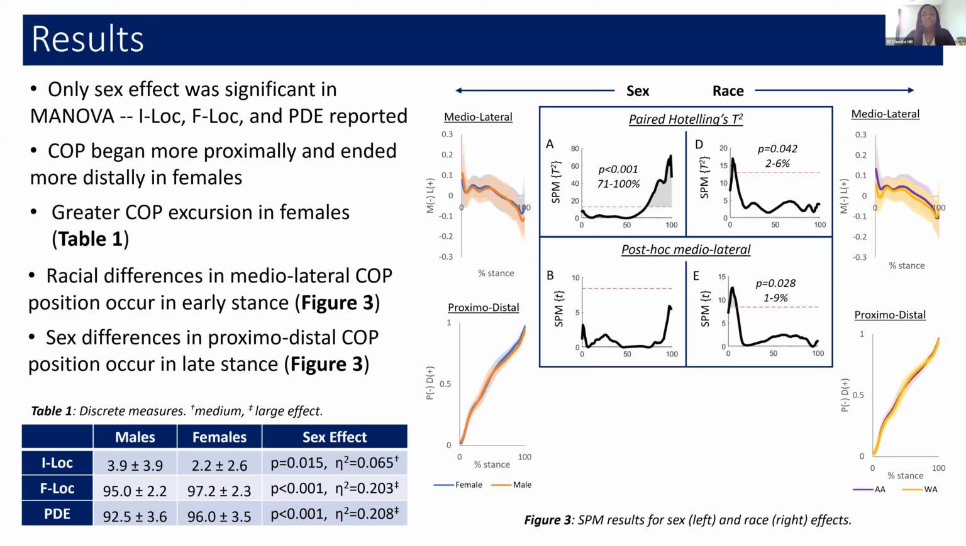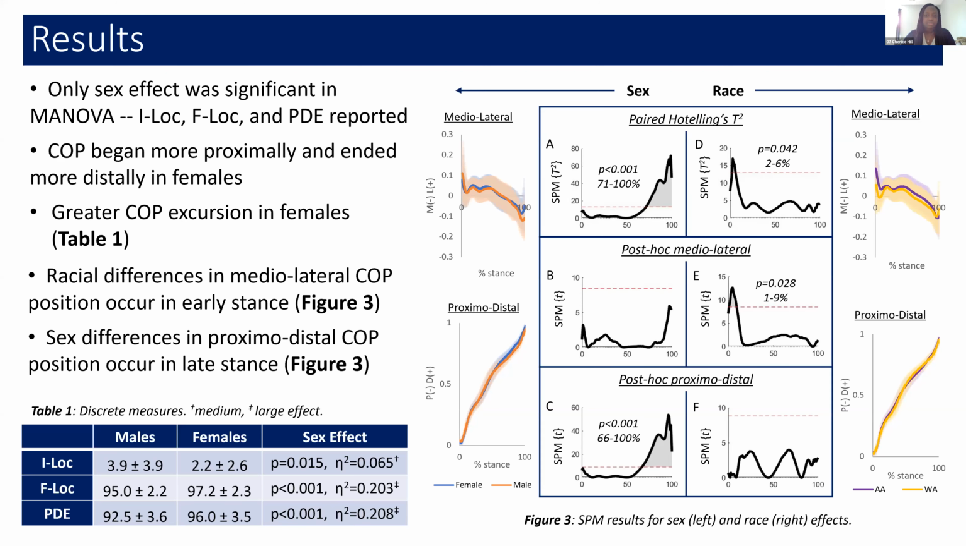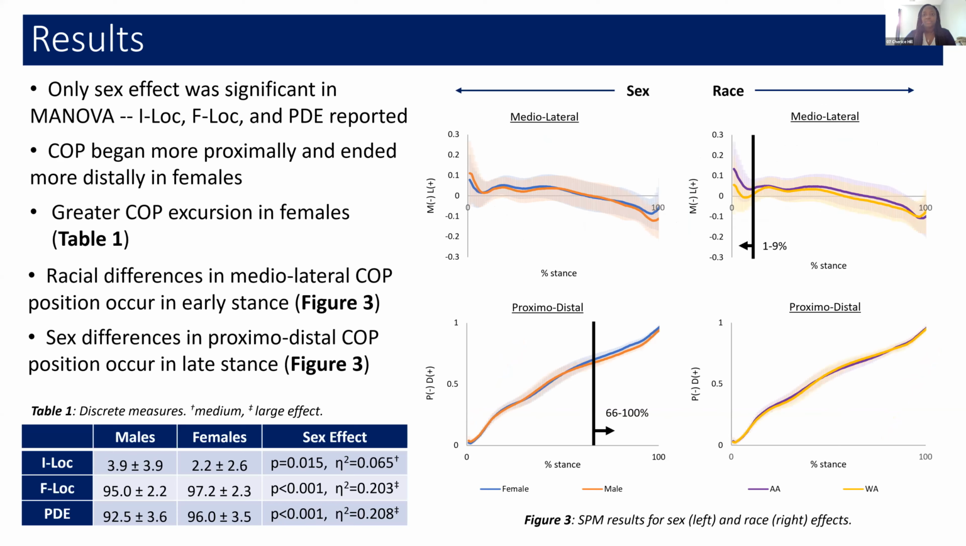Looking specifically at each of the components, focusing on the medial-lateral component, we didn't find any sex differences, but we did find racial differences in medial-lateral COP trajectory during early stance. And then it was the reverse when we looked at the proximal distal data with sex differences throughout late stance and no racial differences. And this is just another visualization of that same data, just so that you can see the actual data traces in a little bit more detail. And again, when we look at sex, we see the divergence in the proximal distal data during late stance. And when we look at the racial side, we see a divergence during early stance and medial-lateral COP trajectory.